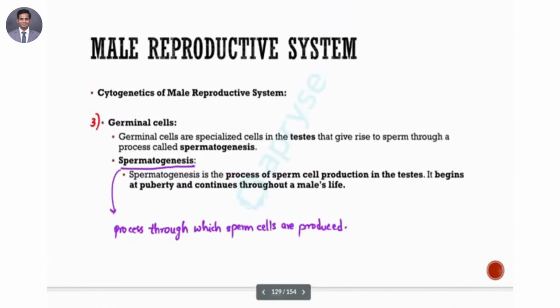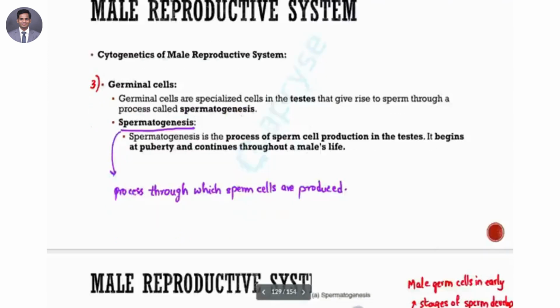Germinal cells are those cells located in the testes that give rise to sperm through a process called spermatogenesis that we've been talking about for a little bit. So what is spermatogenesis? Spermatogenesis is the process through which sperm is produced through a series of steps. What are those steps? The steps involved in spermatogenesis we can see in this coming slide.